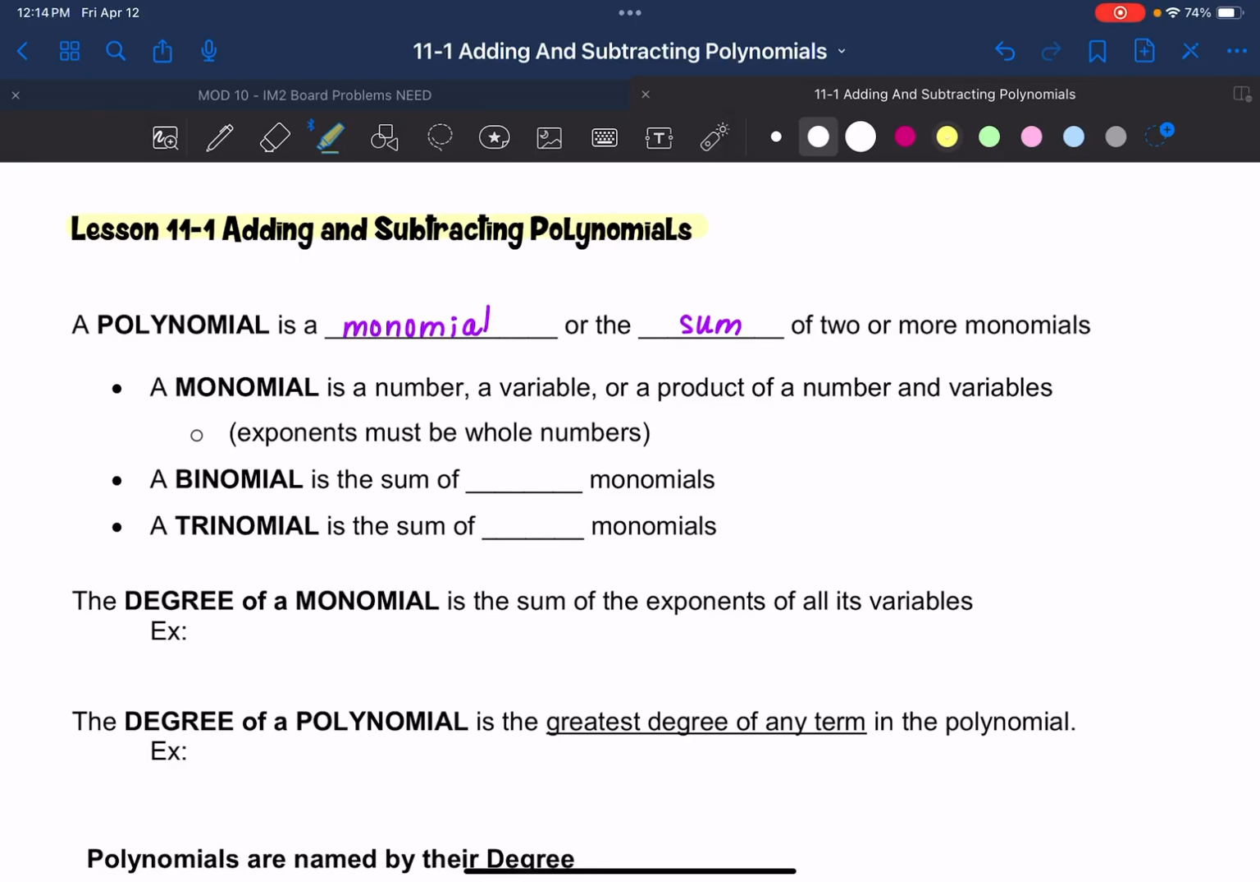All right, today's lesson is on 11.1. We're going to be starting to add and subtract polynomials. So in the first section, we need to discuss some vocabulary first, and then learn to add and subtract.